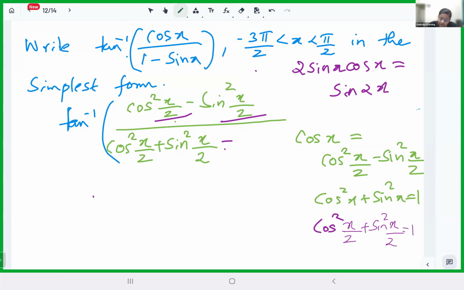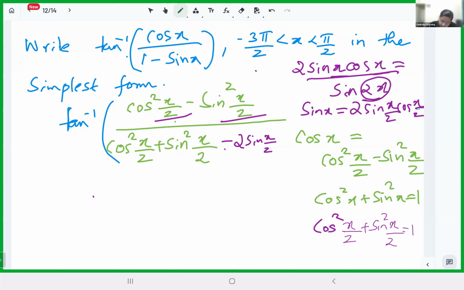So what about sin x? From this you get sin x, right? This is sin 2x. When it is 2x, half of the angle comes here. So when it is x, half of the angle is x by 2. So this can be written as 2 sin x by 2 cos x by 2. Isn't it? Sin x can be written as 2 sin x by 2 cos x by 2. So I am substituting here 2 sin x by 2 cos x by 2.